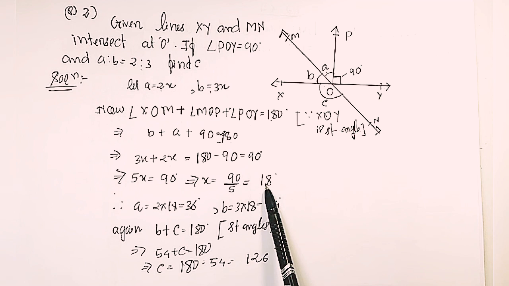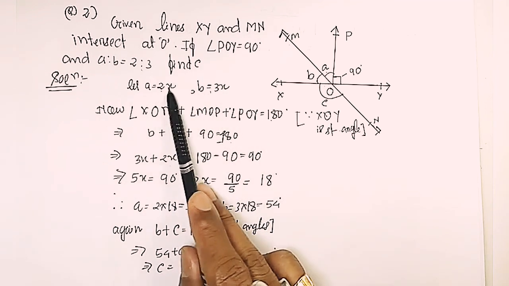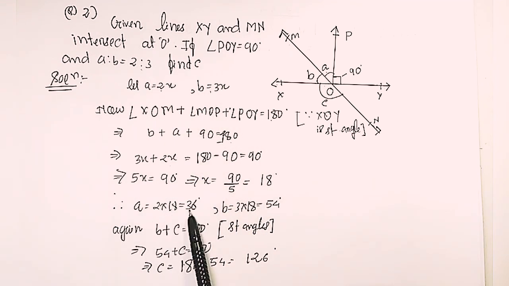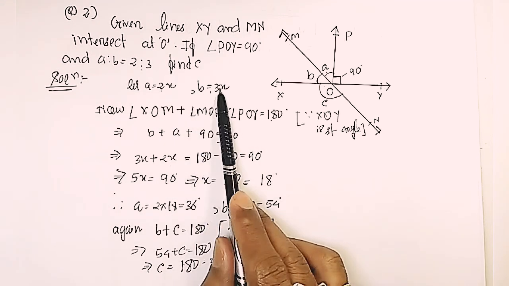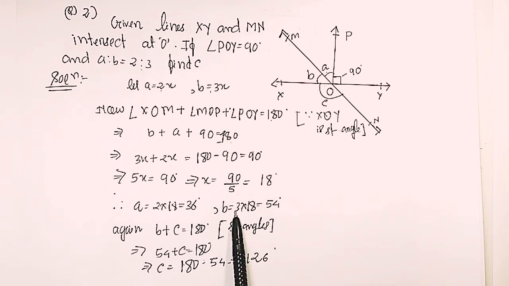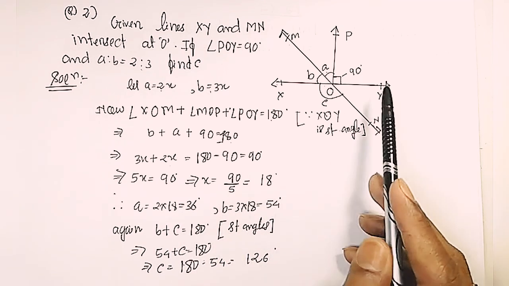So what is the value of x? x equals 18. Since x equals 18, A should be 2x, so 2 into 18, 36 degrees. B equals 3x, so 3 into 18 is 54 degrees. So the values of A and B are 36 and 54. Next we have to find the value of C.